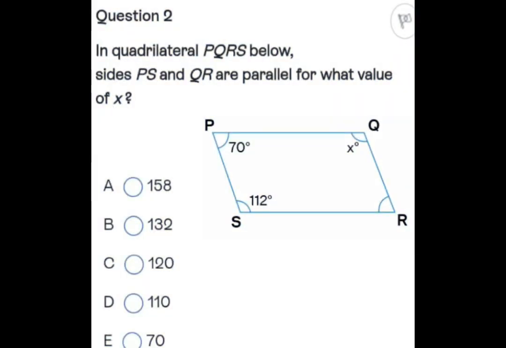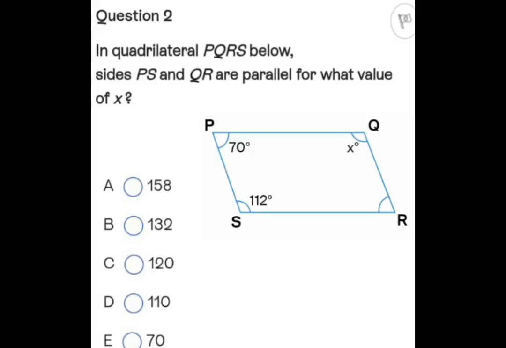Question number 2 of the same competition goes this way. In quadrilateral PQRS below, sides PS and QR are parallel. For what value of X? Looking at the question, the first trap many students would have fallen into is to conclude that angle X is the same as 112. But thank God the options did not allow us to fall into such temptation because there is no 112 in the options. That would have only been correct if PQ and SR are also parallel, but we are not given that information.